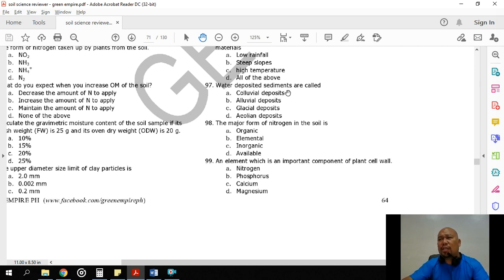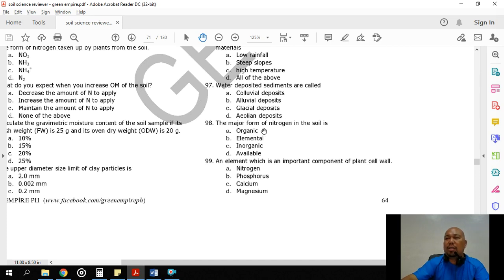Colluvium or colluvial soil, meaning landslides. Alluvial, it's transported by rivers and deposited near rivers. So normally it's coming from the upper areas, often from streams, and it gets deposited nearby, lower down. Glacial deposits normally come from above, carried by ice or glaciers downward. Aeolian is wind. So water deposited sediments are called alluvial deposits.